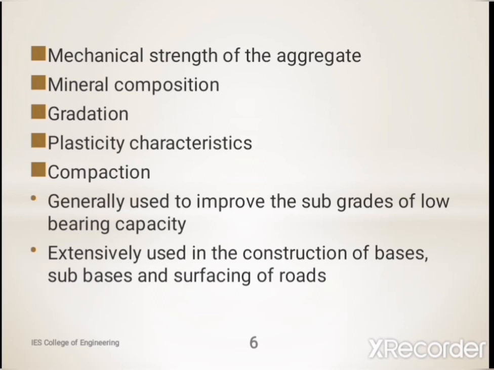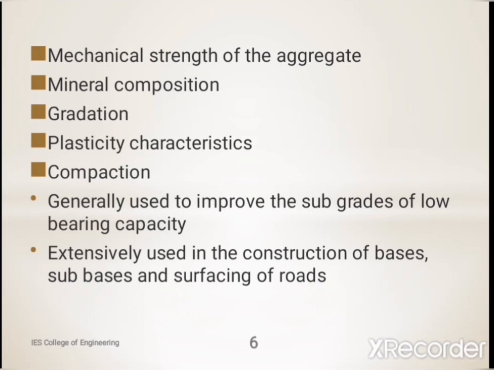The next factor is compaction. Mechanical stability of the stabilized mass depends upon the degree of compaction attained in the field. Normally, the compaction is done at or near the optimum moisture content. So, the factors are over.